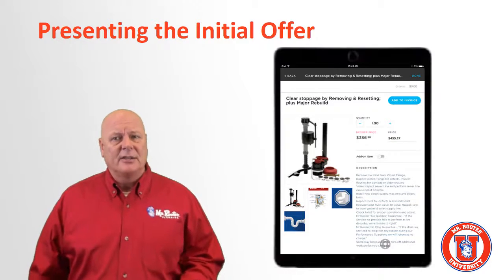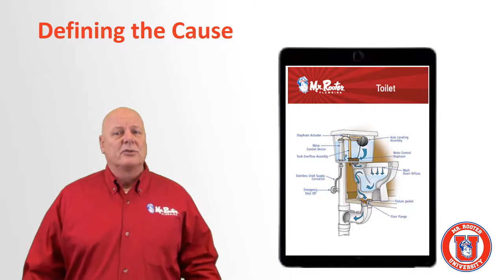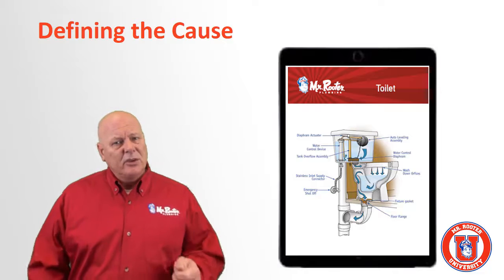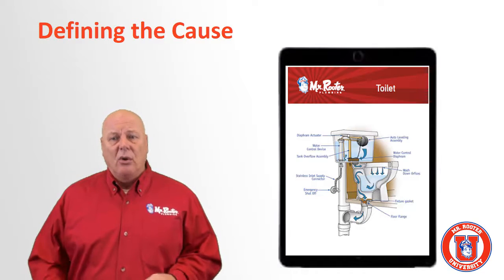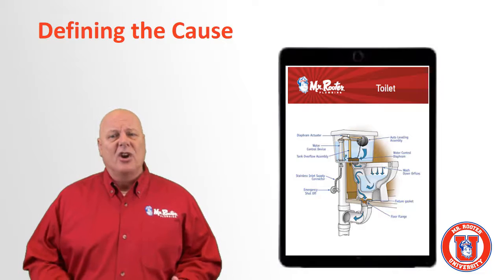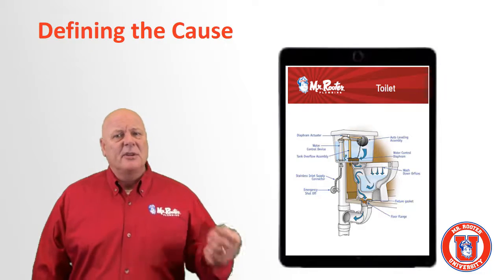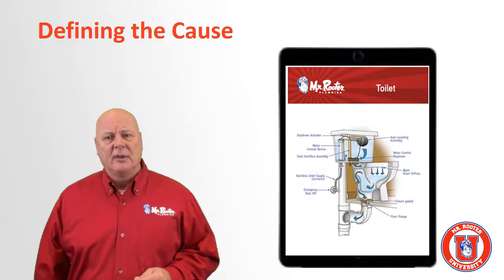There is a saying that a picture is worth 1,000 words. At Mr. Rooter, we believe a picture is worth $1,000. Use illustrations, props, or the fixture itself to show the customer what you think has caused the problem. It may sound something like this. Let me show you what I think is going on.